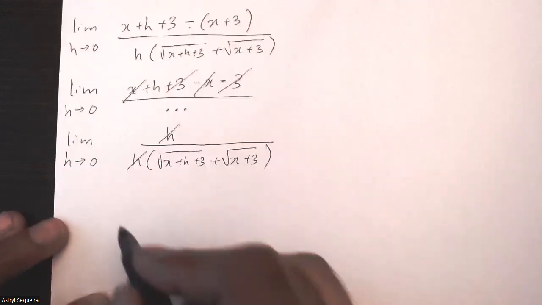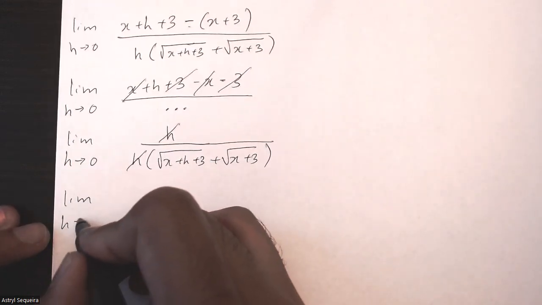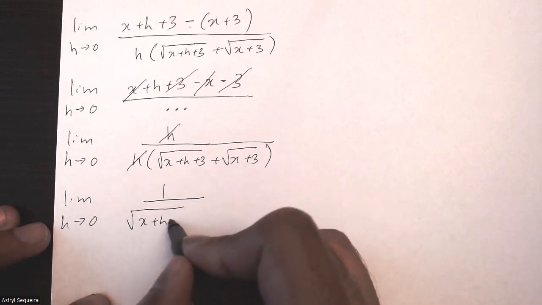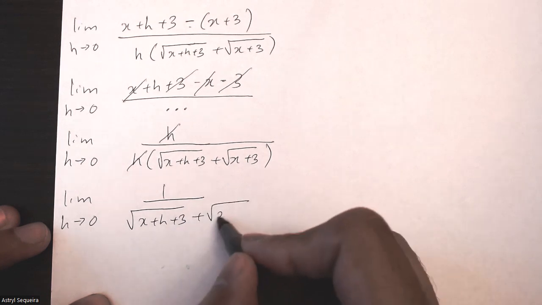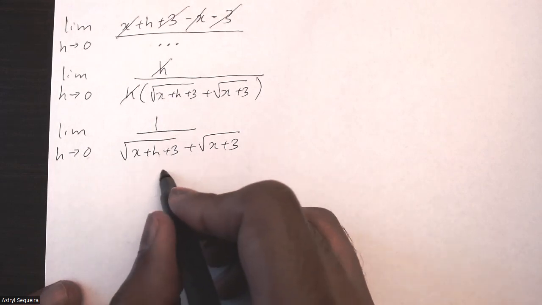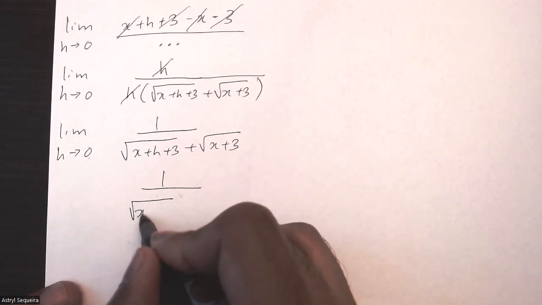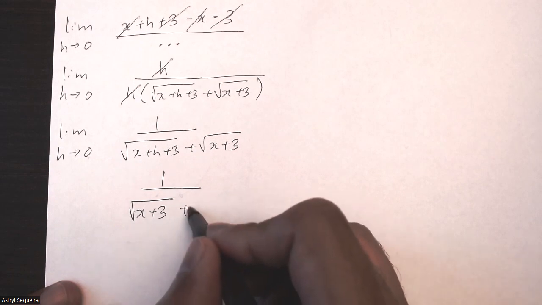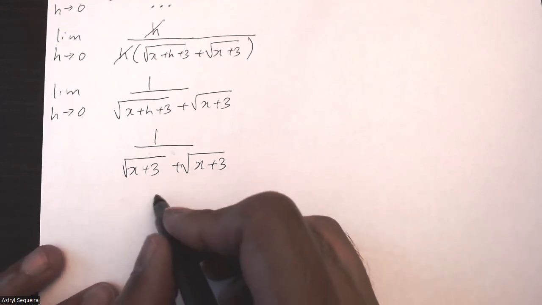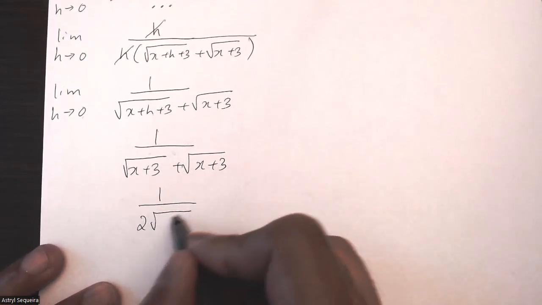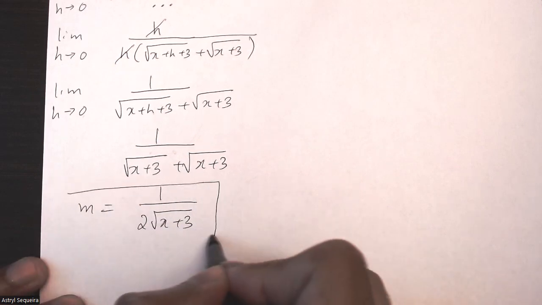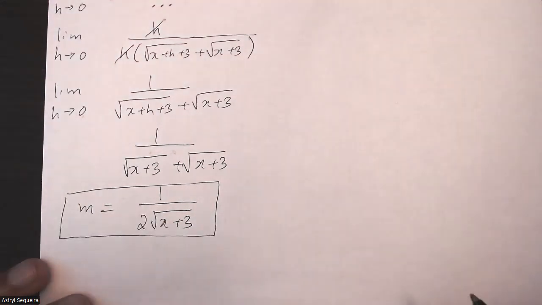Now h and h can cancel, so I'm just left with the limit as h approaches 0 of 1 over root of x plus h plus 3 plus root of x plus 3. And I'll sub in 0 after my cancellation. So if I replace h with 0, I'm just left with 1 over root of x plus 3 plus root of x plus 3. I can combine these two because they're like terms. So it's just 1 over 2 root x plus 3. This is my slope of any tangent line for this equation.